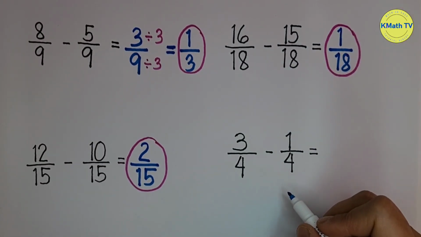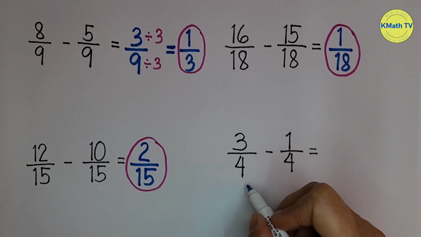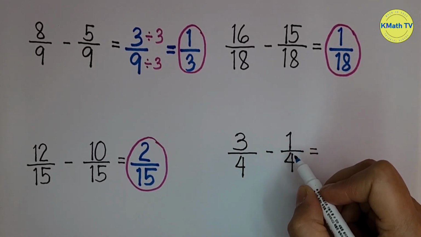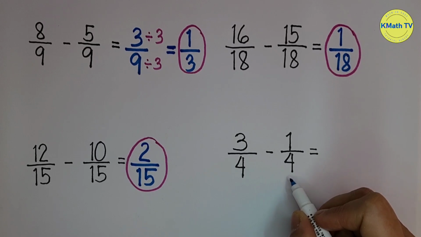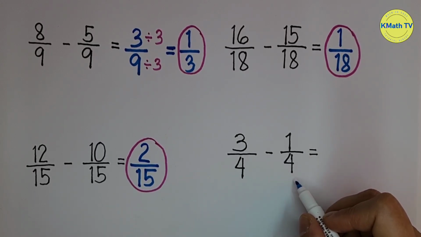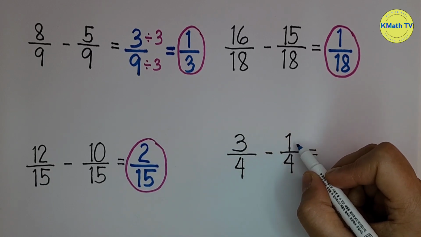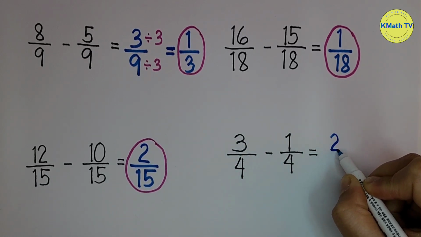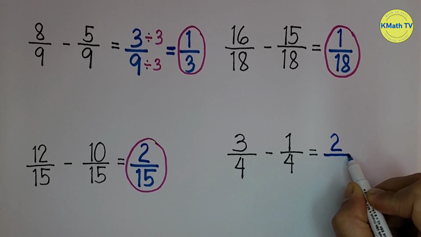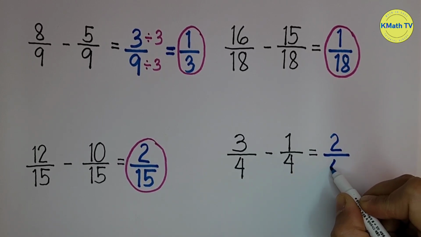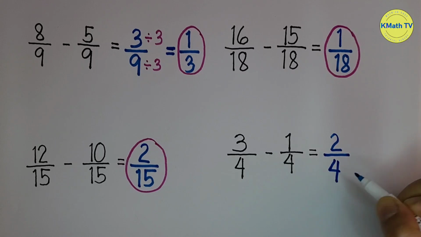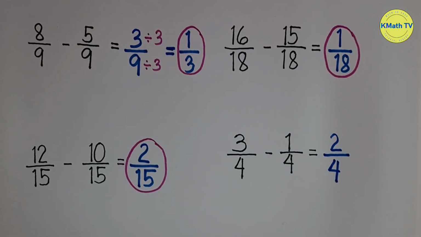Last example, let's subtract 3/4 minus 1/4. Again, the denominators are the same, so we can subtract immediately. Subtract the numerators. 3 minus 1 equals 2. Then, copy the common denominator, 4. Okay, the answer is 2/4.